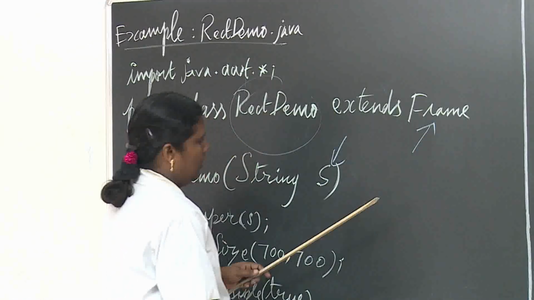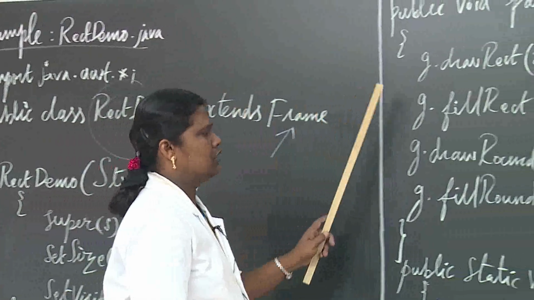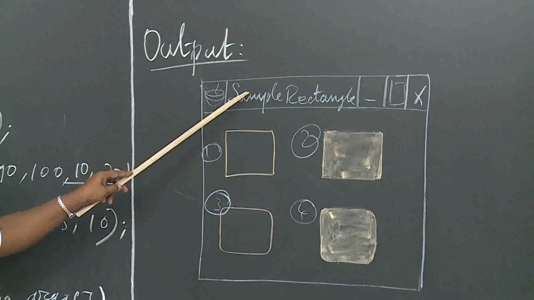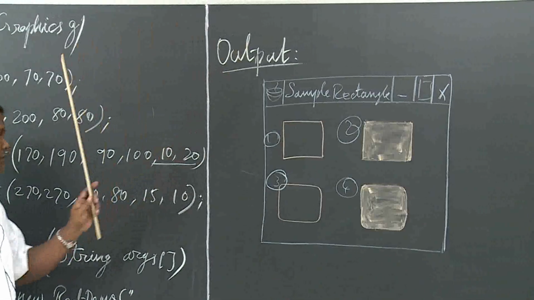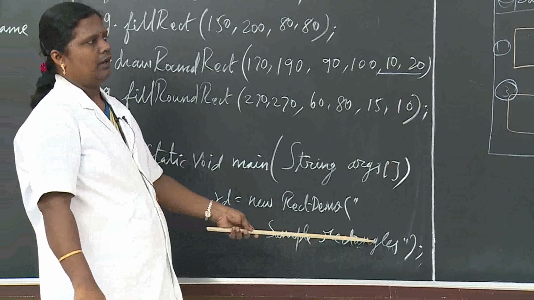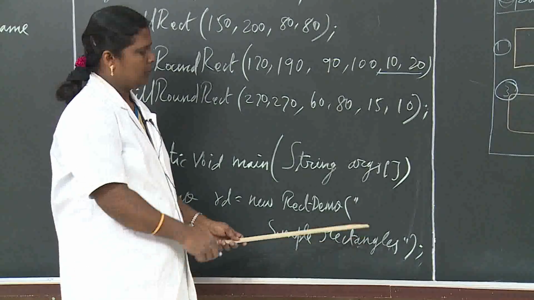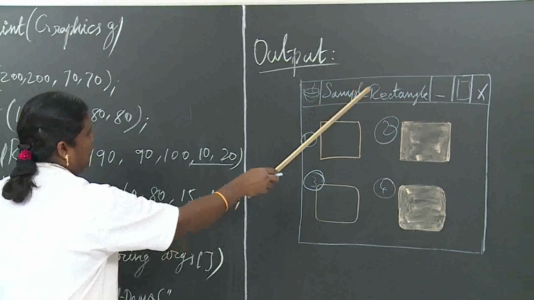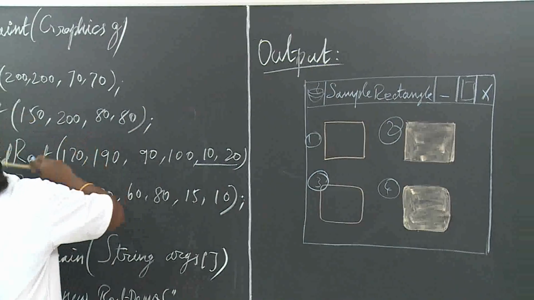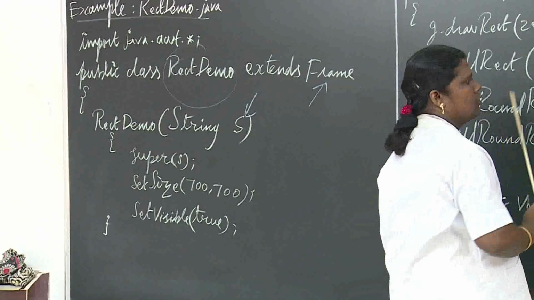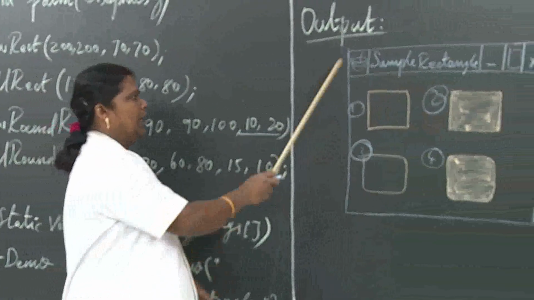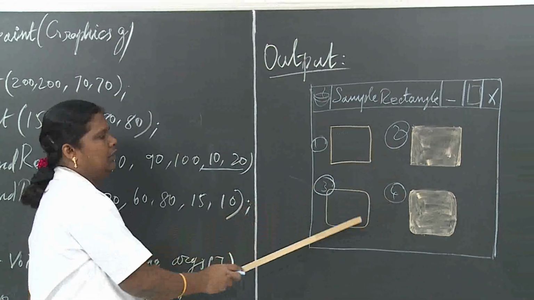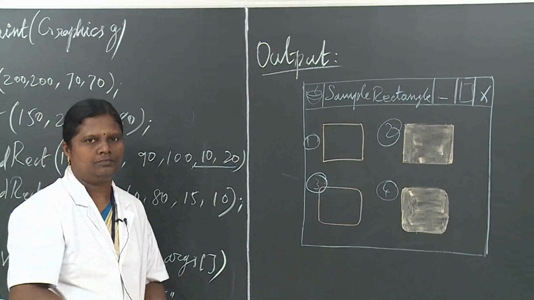So that's why the frame name of this whole output is displayed here with the name sample rectangle. Whatever I passed here, sample rectangle, is assigned as the frame name through this super class. So the final frame will look like this: the name sample rectangle along with four different specifications of rectangles.